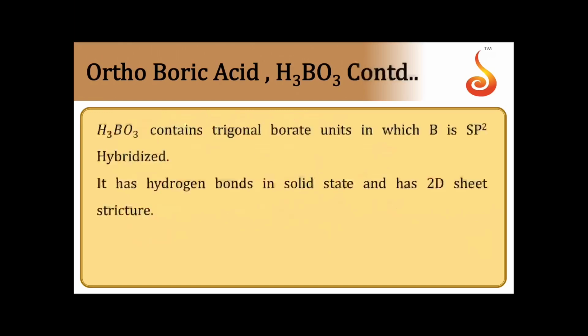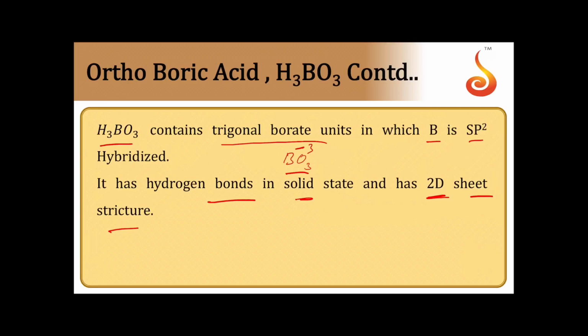When it comes to the structure of boric acid, boric acid contains trigonal borate units, that is BO3 3-, in which the boron atom is sp2 hybridized. In the solid state, it has hydrogen bonds and a two-dimensional sheet type of structure.